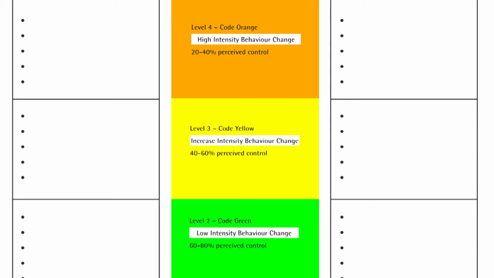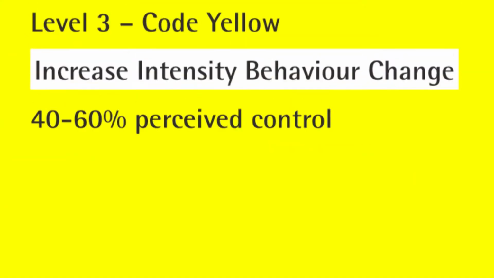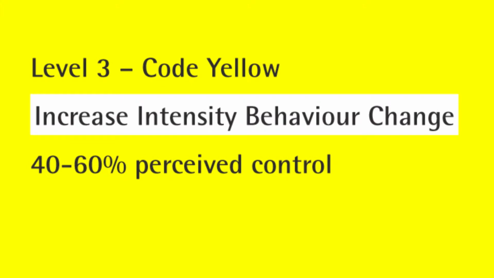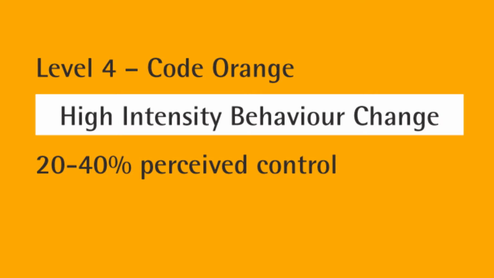The second understanding is knowing that there are always warning behaviours first. I like to call these low-level behaviours. The low-level behaviours are the level 2, code green, level 3, code yellow, or level 4, code orange behaviours. At level 2, the behaviours start with just a slight, light, low-intensity behaviour change. At level 3, there is an increased intensity in behaviour change, and level 4, there's quite a high-intensity behaviour change.